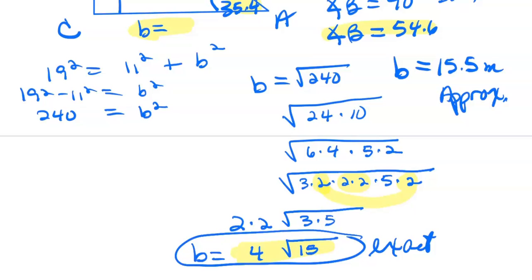If we ask you for an exact answer for a missing side, and you have two given sides, then you probably want to do your Pythagorean theorem. If I ask you for an approximation, you can still do Pythagorean theorem and just get the decimal equivalent, or you can use your trig functions.